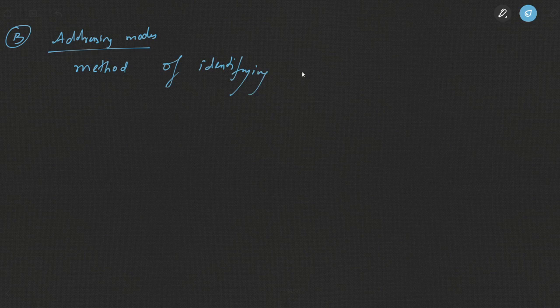B, you will have to note the addressing modes. So what is addressing mode? It's basically the method of identifying the operands of an instruction.